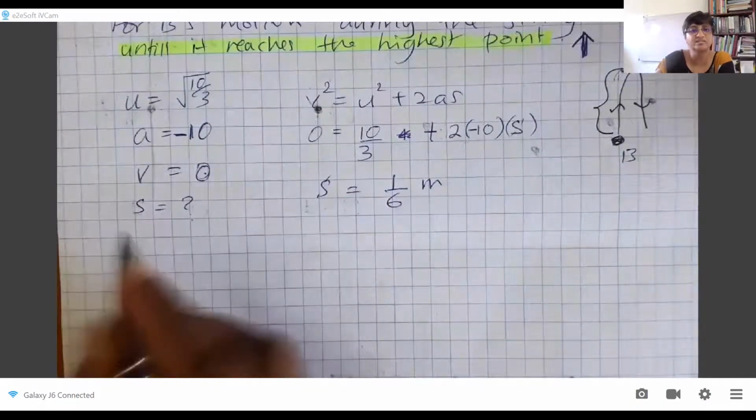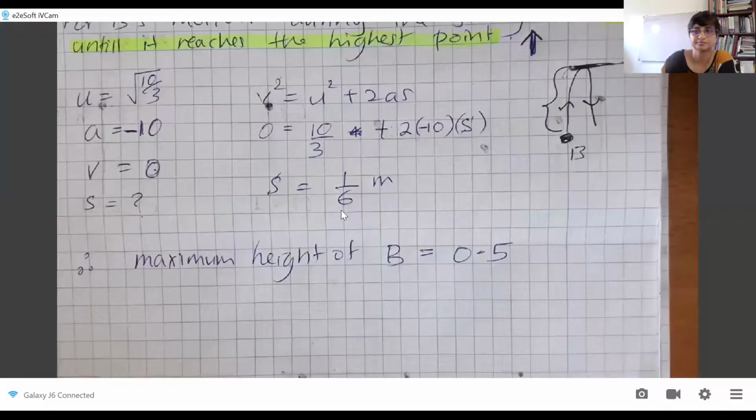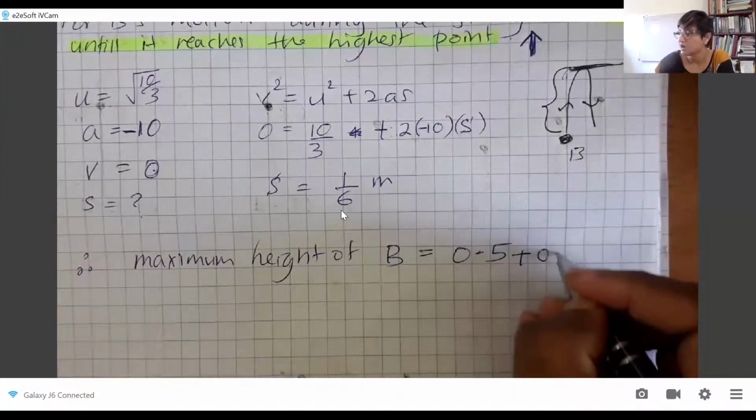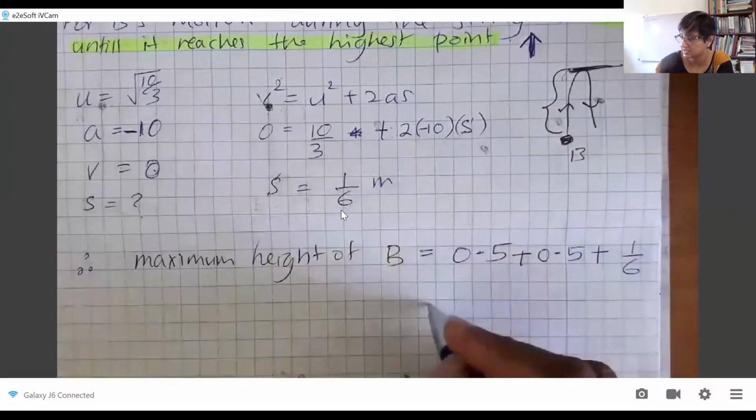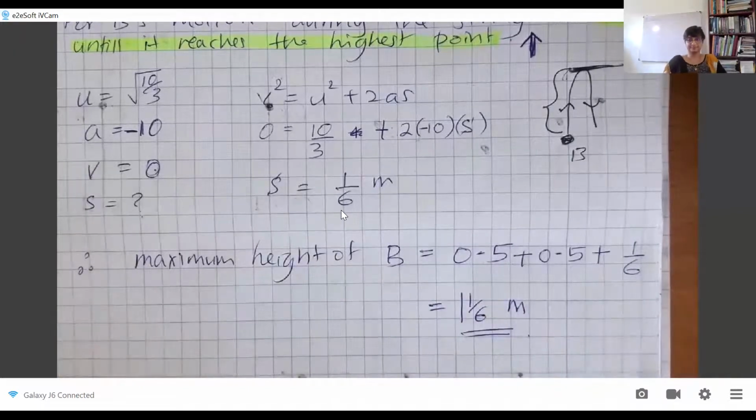Therefore, now we are ready to answer the question. What was the question? Find the maximum height. Therefore, the maximum height of P is 0.5 plus 0.5 plus 1/6. Half plus half plus 1/6. Is that right? Yes. Very good.